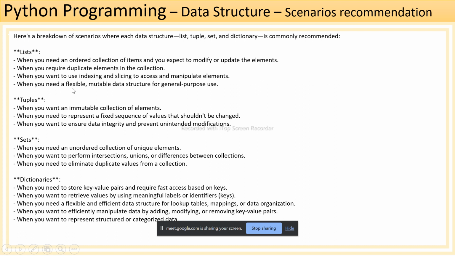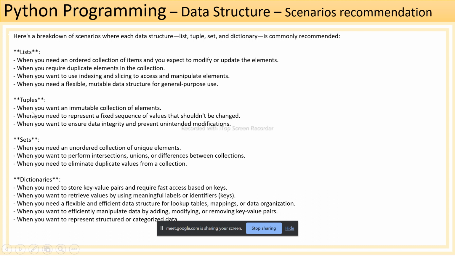Okay, indexing you guys are very well aware of, it starts from 0. When you need flexible and mutable data, mutable means you should be able to make a change, you can update that, you can delete that, so that is mutable. It is a data structure for general purpose, where you are free to perform any action, CRUD operations. CRUD means update, removal, addition, modification, then in that case go ahead with the list.